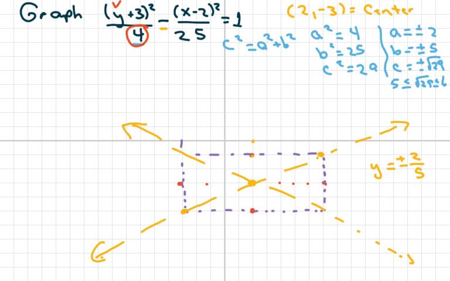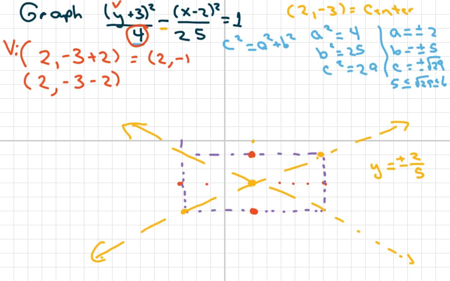And then my vertex, you talk about the major one, is going to be right here. So what I did on the vertex is I added 2 to my center's y. So that's (2, -3) plus 2 and (2, -3) minus 2. That's your vertex. That's going to be (2, -1), which you can see already here, just looking at it. And this is going to be (2, -5), which you can see looking at it.